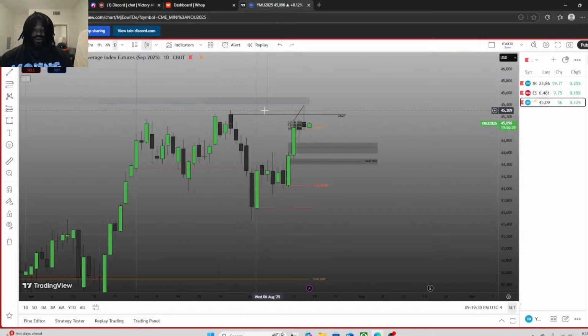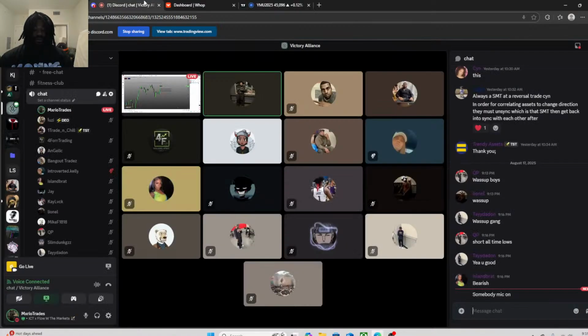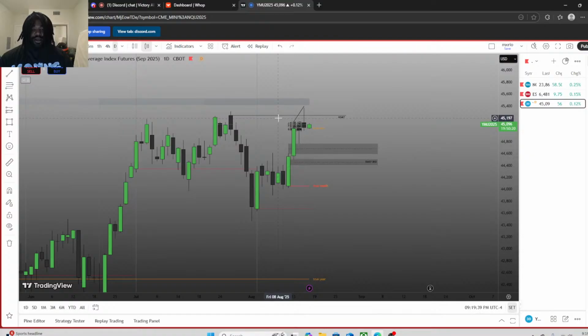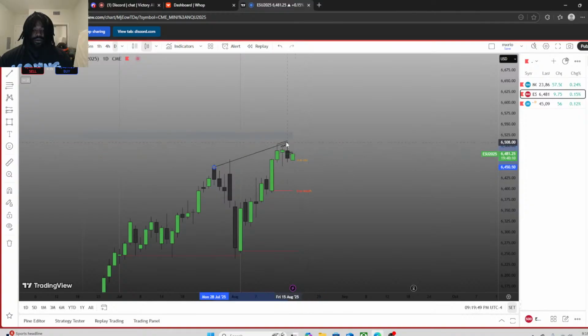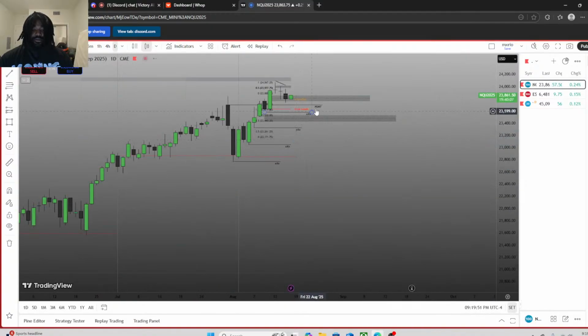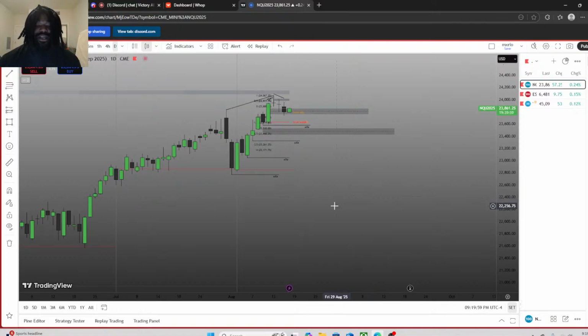I'm pretty sure y'all can see where the SMT is, but for the ones who can't, I'm going to explain the SMT that I see. Usually, a lot of people go off the wicks of the SMT. If you were to look at it with the wicks, there wouldn't be an SMT between the indices because they all put in a new high. But for me, I'm a reversal trader, so I would need to see some type of SMT before I can choose my direction for the week.